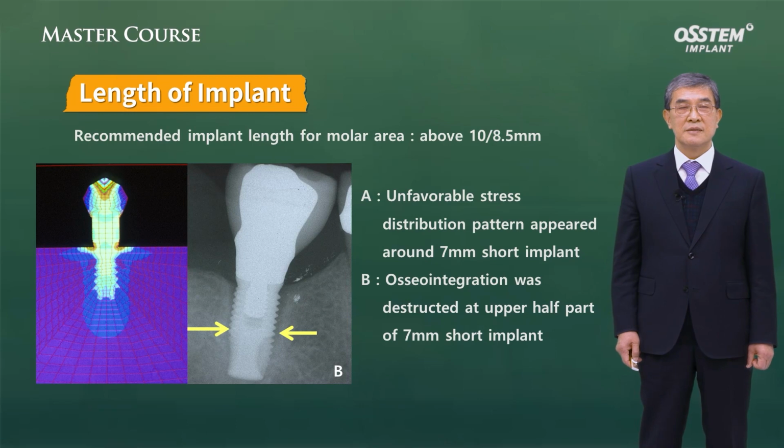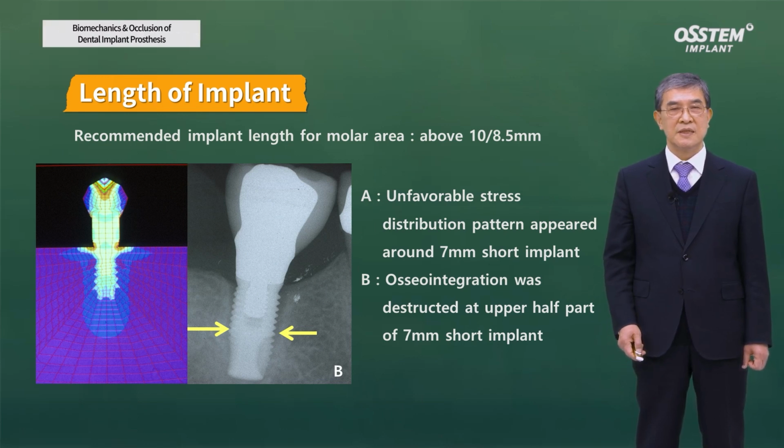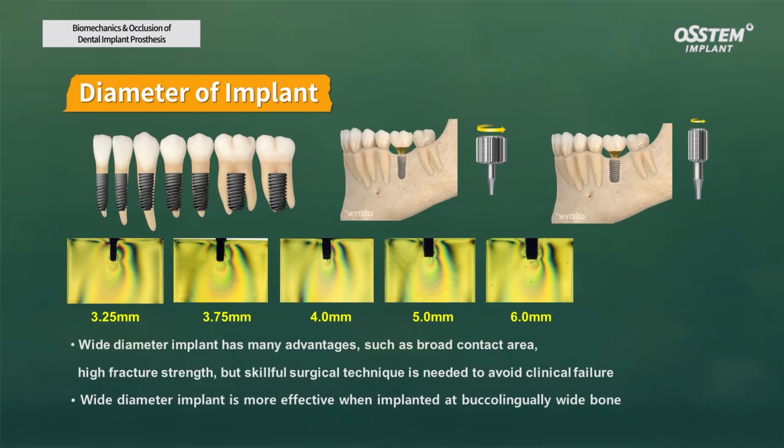As shown in this slide, if you place a 7mm implant and if excessive stress or occlusal load is applied, failure can occur. Next is the diameter of the implant. Compared with a narrow diameter implant, it is better to use a wide diameter implant. A wide diameter implant has many advantages, such as a broad contact area.